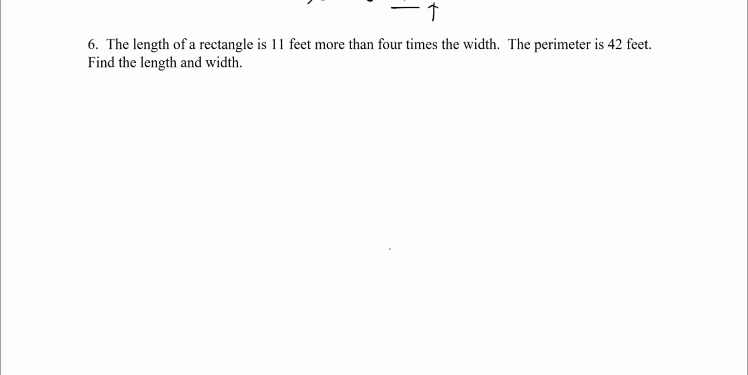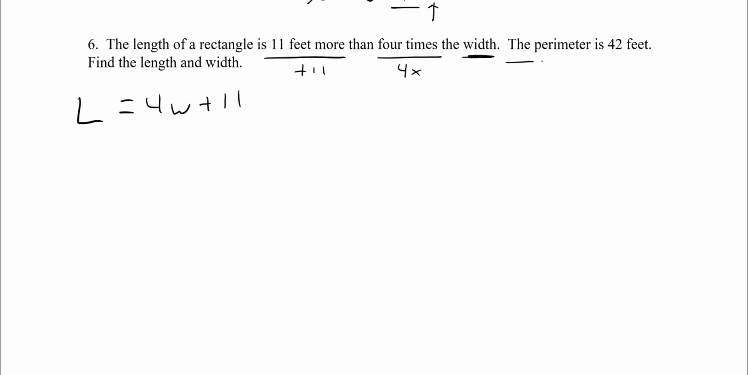The length of the rectangle. So the length of the rectangle is 11 feet more. What does 11 feet more mean? It means add 11. And 4 times means multiply by 4. So 4 times something. So in this case, 4 times the width. So I want you to write 4w. It's 4 times the width, which is w, but it's 11 feet more than that. If I said it's 11 feet less than that, it would be 4w minus 11. Okay? So that's really the hardest part of the whole thing.